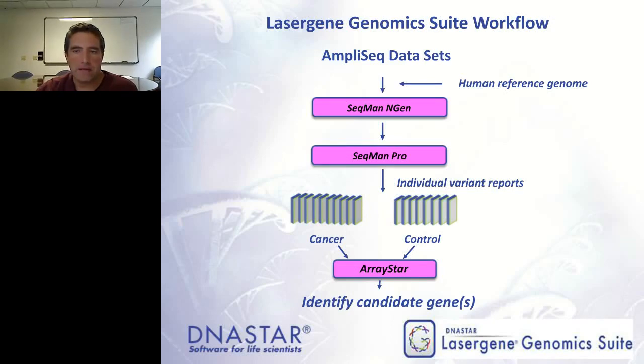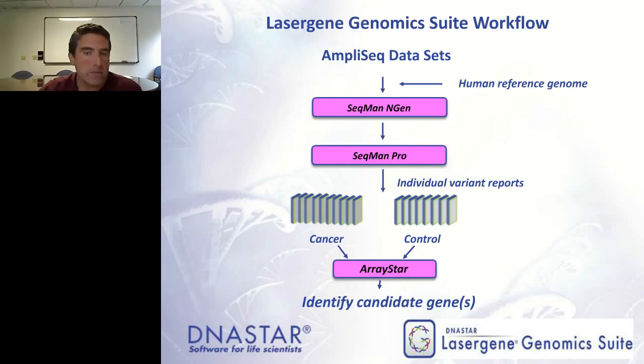We have three data sets, and we'll align these to a human genome reference. This is done in our SeqMan Engine software, so SeqMan Engine is the starting point. The output from SeqMan Engine is a BAM.assembly file. I could actually have drawn this picture differently. Depending on what your needs are, you may take that BAM.assembly file and go into SeqMan Pro, which is what we're going to do today.